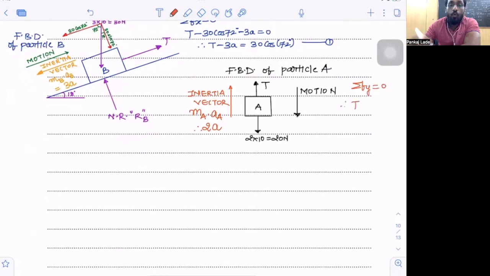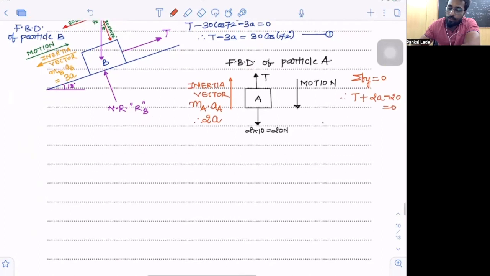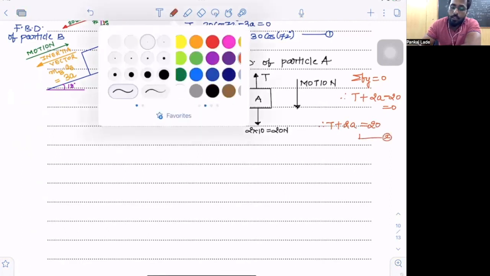So I have T going up, so taken positive. I have 2A going up, also taken positive. I have 20 going down, so minus 20 is equal to 0. So I've got my equation as T plus 2A is equal to 20. That's my second equation. So I'm going to solve the first and second equations simultaneously.